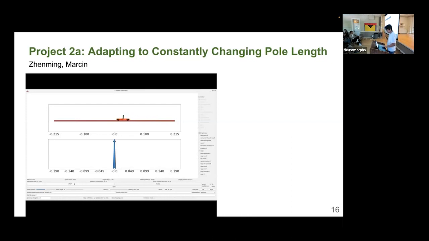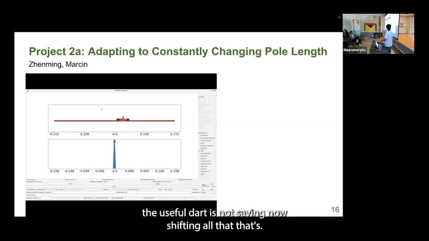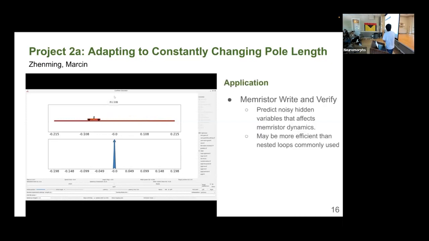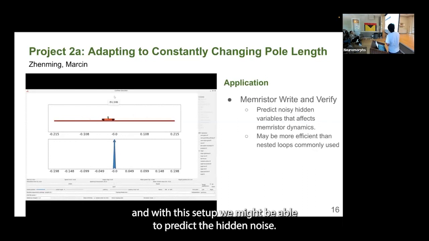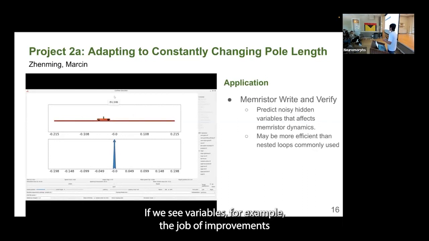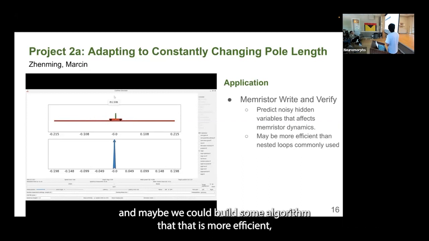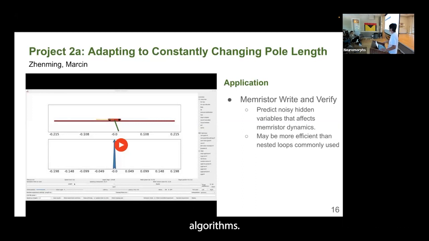I know a lot of you would start to wonder, what can this be useful for? There is no shifting pole in the physical world. So the actual inspiration comes from the memristor, where we have crazy noisy filaments that constantly change shape upon external voltage applied and also physical diffusion. With this setup, we might be able to predict the hidden noisy variables, for example, the geometry of the filaments, that can actually affect the memory dynamics. And maybe we could build some algorithm that is more efficient than the nested loops commonly used in memory write and verify algorithms.